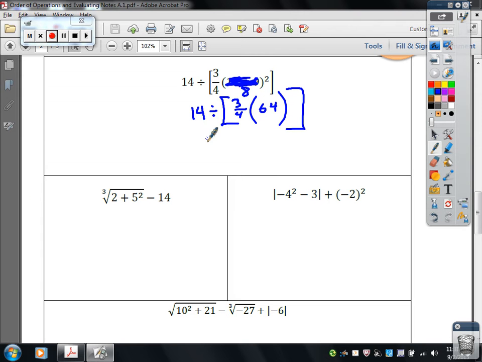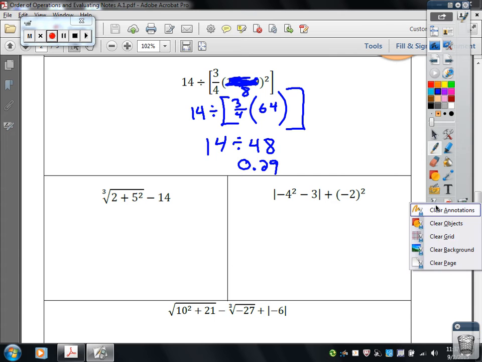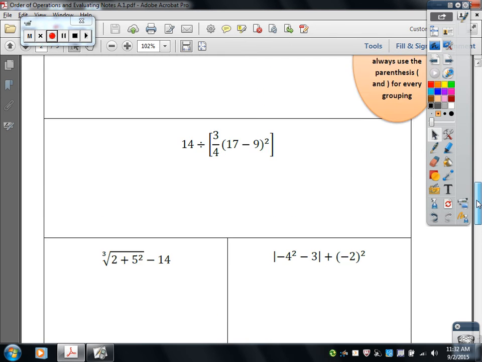All right, so I get 48. So then I have 14 divided by 48. I don't even need the bracket anymore. And what's 14 divided by 48? 0 point what? 291, so let's say 0.29. Ethan, make sense? Cool. All right, moving on. Almost done, guys.